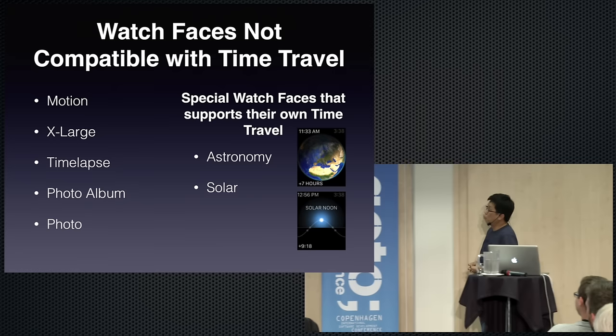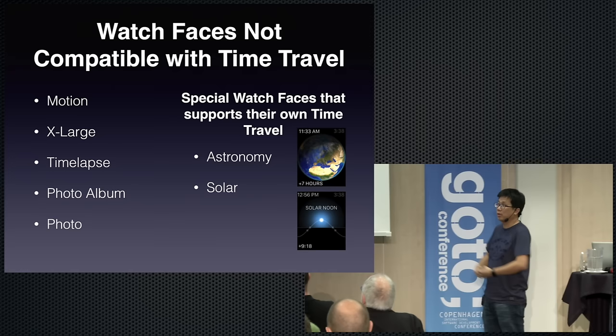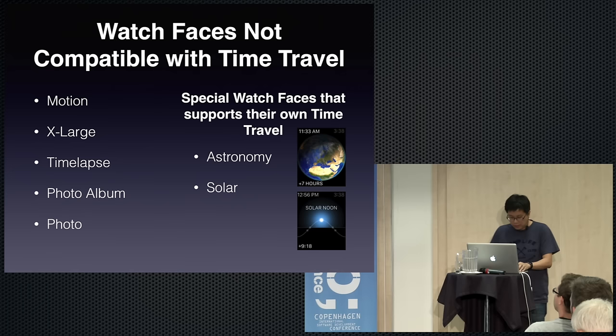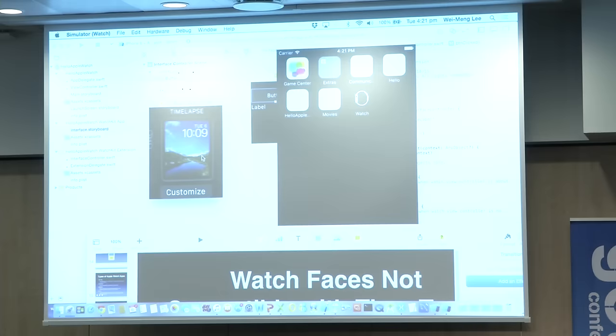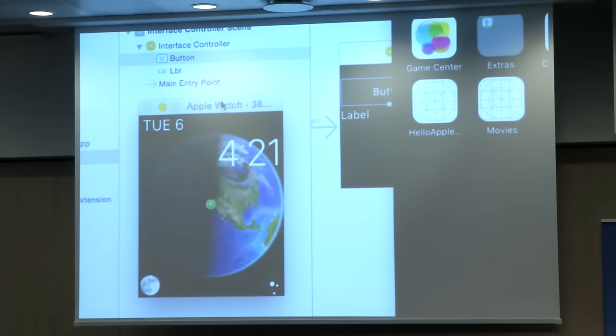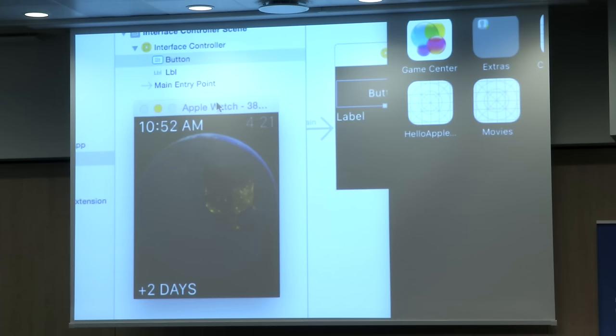Now, again, there are some watch faces not compatible with time travel. Here they are, on the left-hand side. And on the right-hand side, there are some watch faces that have their own time travel. You cannot program them, but it's already built in, like astronomy. So, not too sure whether you have seen the demo on that. If you switch over to the... Okay, this is cool. So if you look at this, you can actually spin the Earth. Not really spin the Earth, but you get what I mean. So you can change the time, and you can see where the sun is shining.